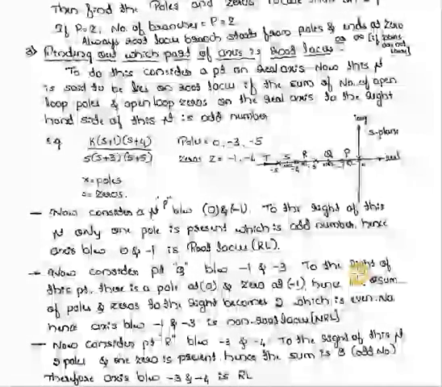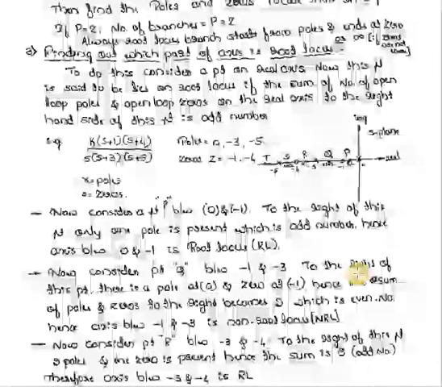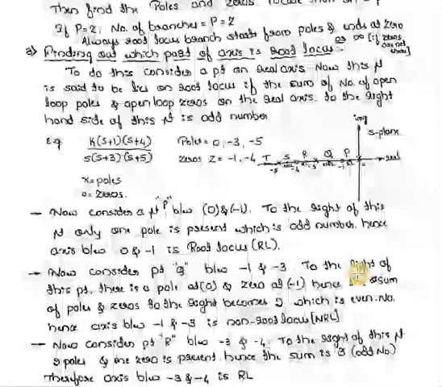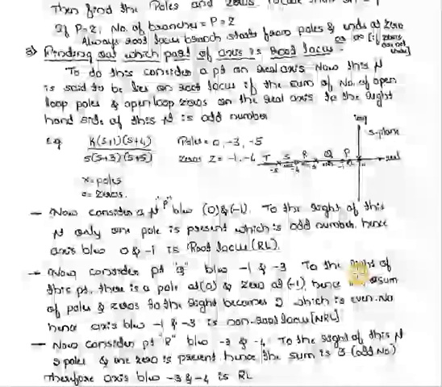So first you need to convert the given equation into the characteristic equation. Then you need to find the number of poles, number of zeros and number of branches based on the values of p and z. Whichever is greater, that value is going to be equal to the number of branches. After that you need to find their respective values, that is, the roots. Then you need to find which part of the axis is root locus. To do this, consider a part on the real axis.